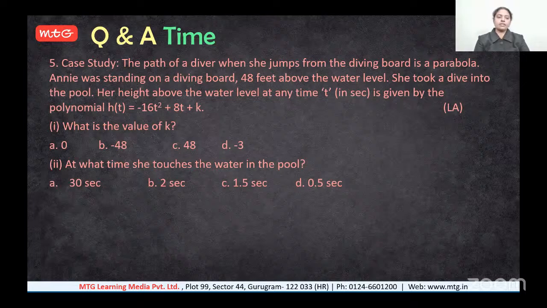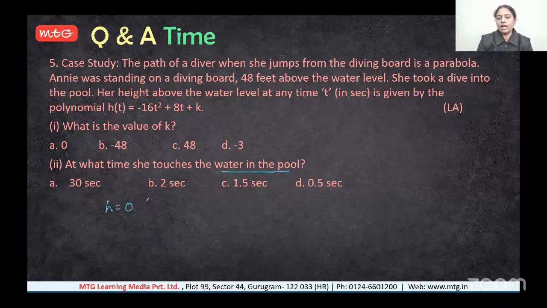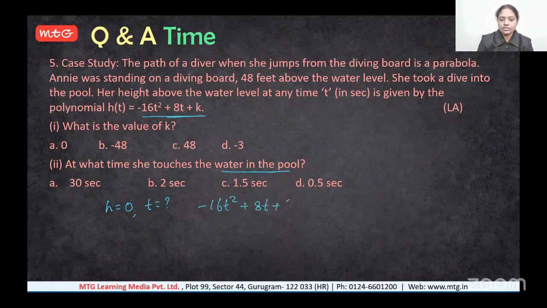Can I give the answer? Now, again, we use the same relation of H and T. Once the person touches the water, automatically height is no more left; height becomes 0. And time is the missing factor that we need to find. Now, how will this polynomial change with the k value? It becomes minus 16t square plus 8t plus 48. And the height at the final stage, once it touches the water, is 0.